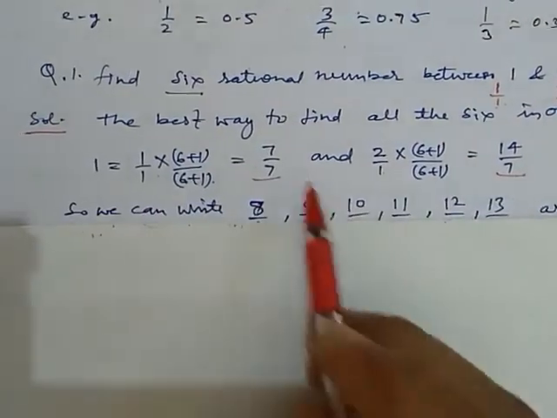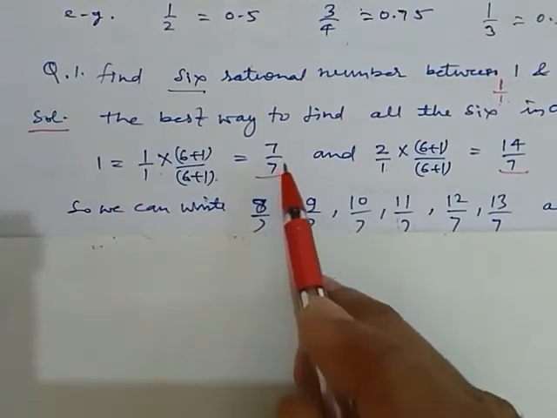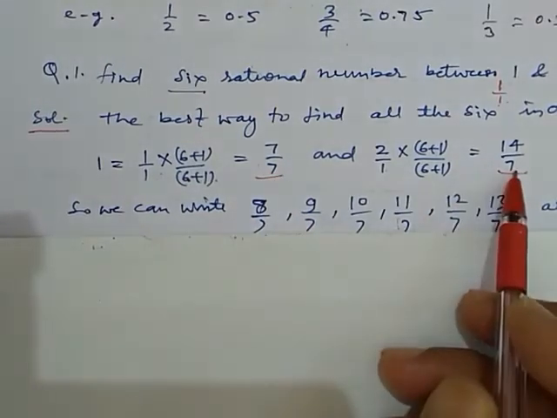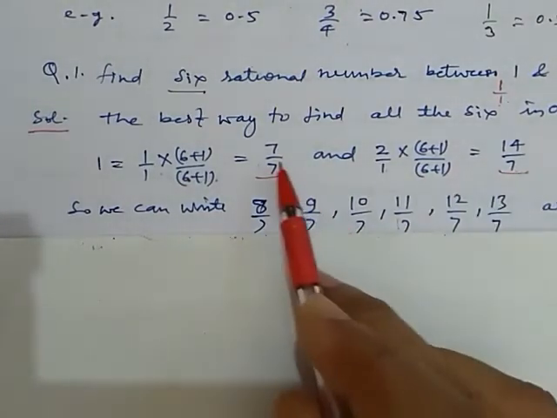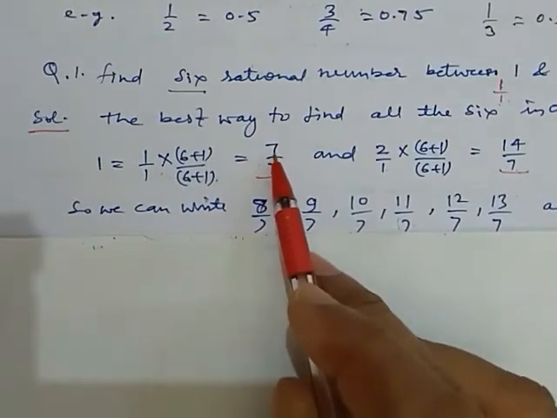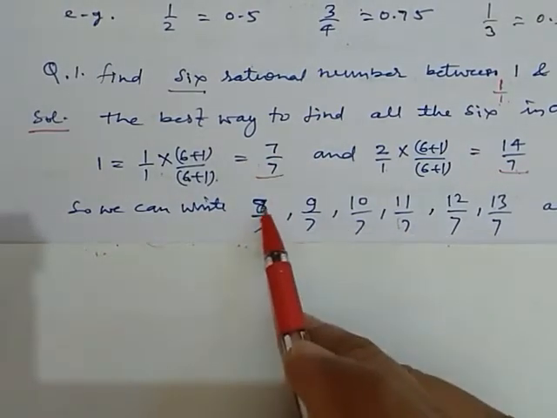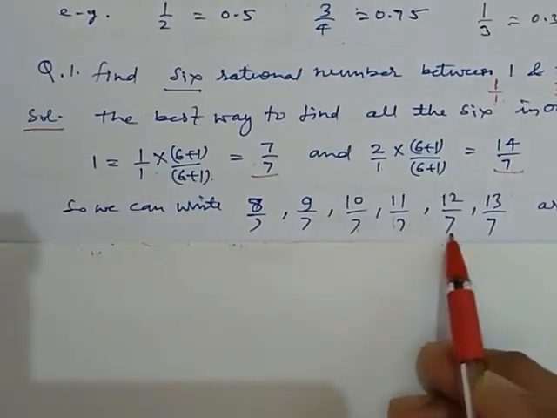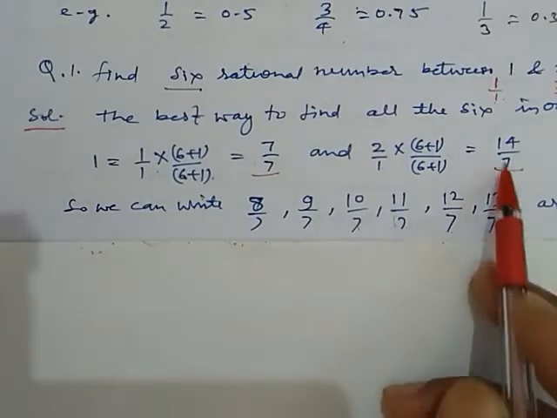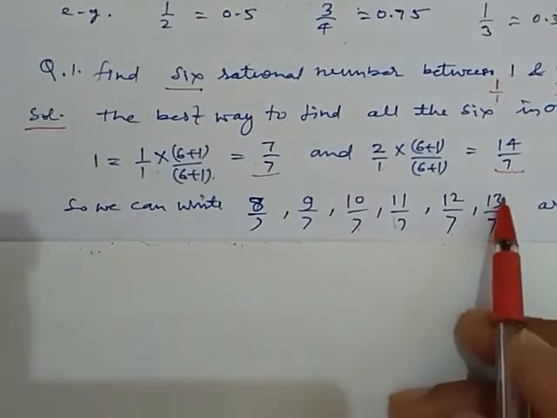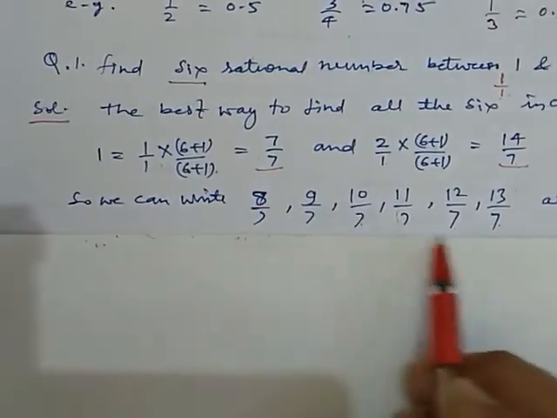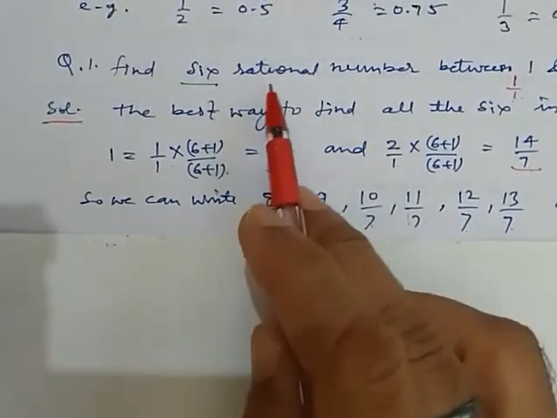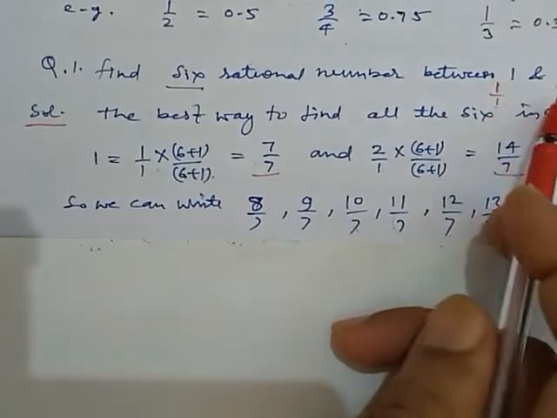Now start counting, because here both the denominators are the same, and we start from after 7. After 7 there is 8 by 7, 9 by 7, 10 by 7, 11 by 7, 12 by 7 and 13 by 7, because 14 by 7 is itself. So these are the 6 numbers which we require in between these two numbers.